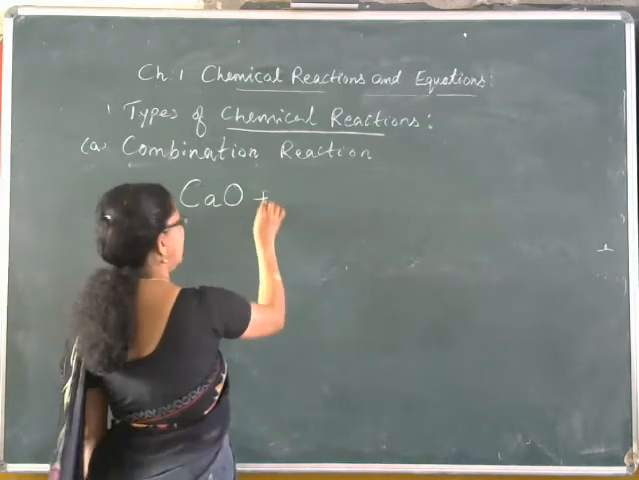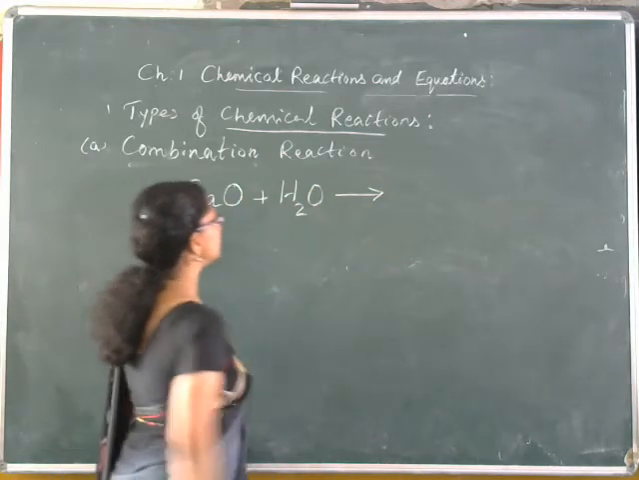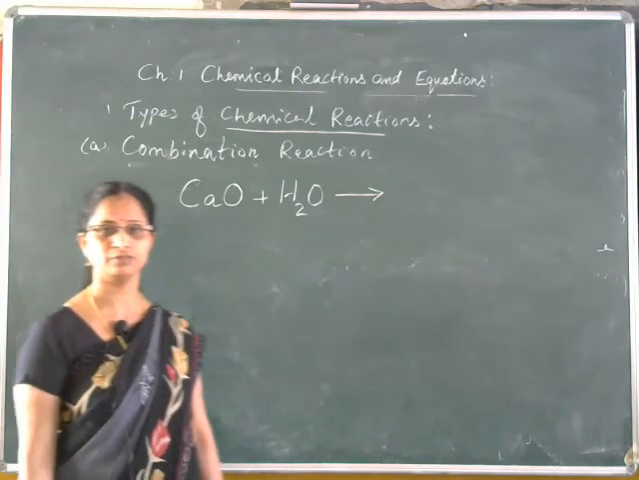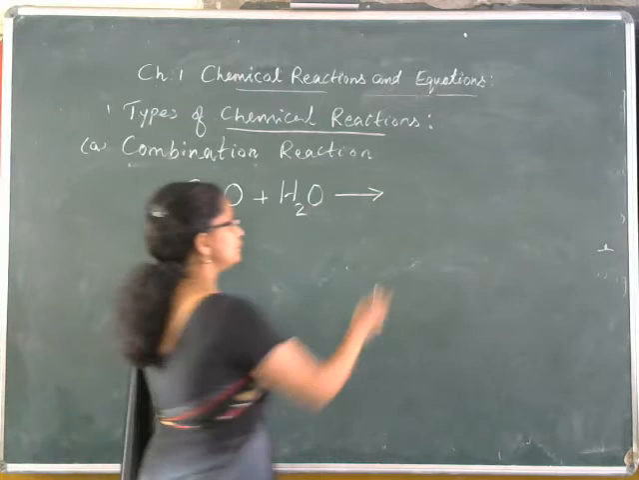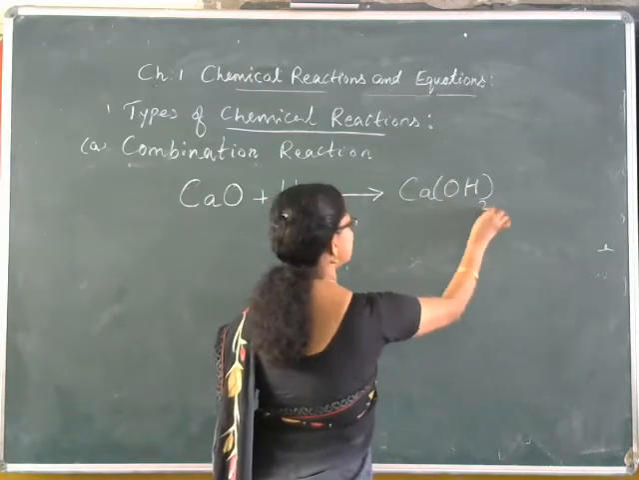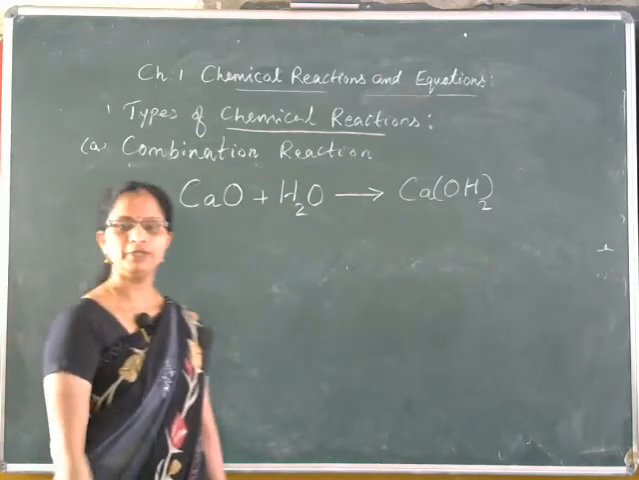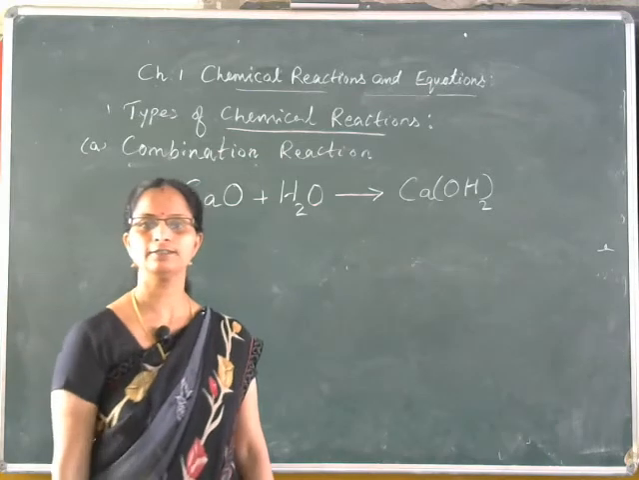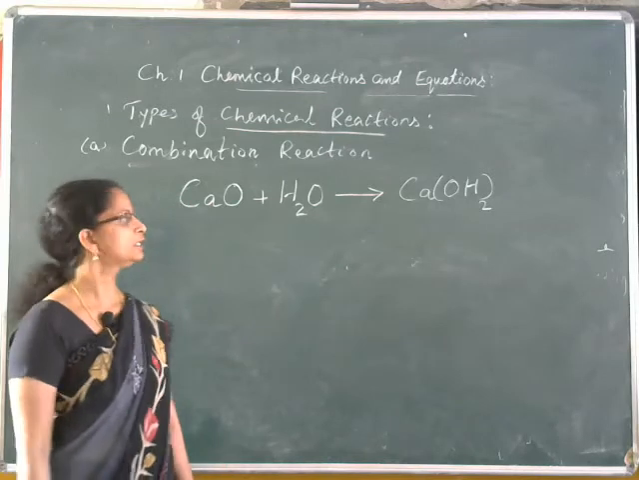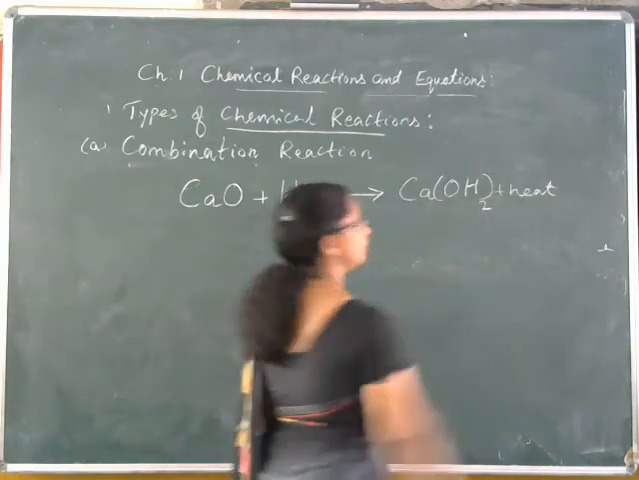Consider another reaction. Quicklime, that is calcium oxide, which is a white powder, is taken in a beaker and water is slowly added. We see a vigorous, very fast reaction take place along with a hissing sound. The product formed here is calcium hydroxide or slaked lime. When we touch the beaker, we can see that the beaker becomes warm. So it is a vigorous reaction and releases a large amount of heat.